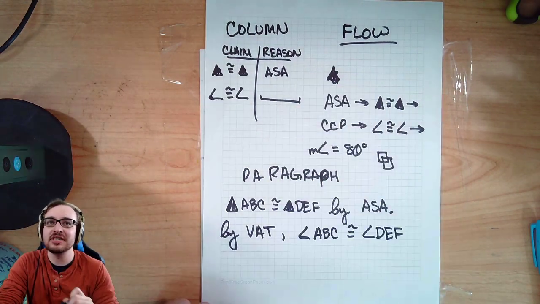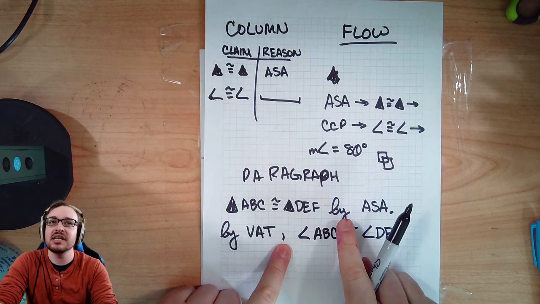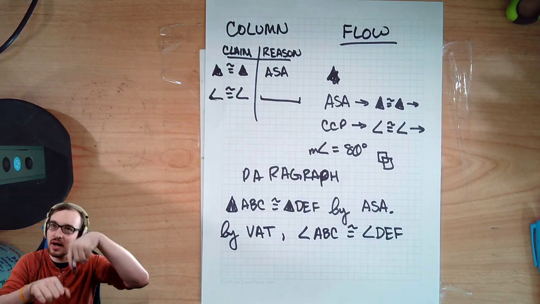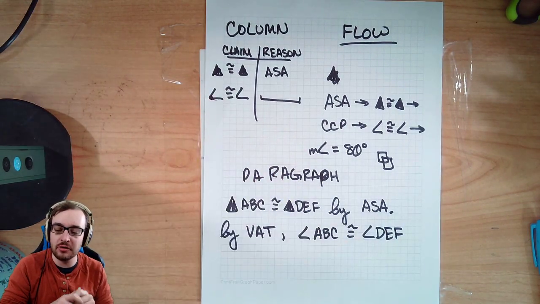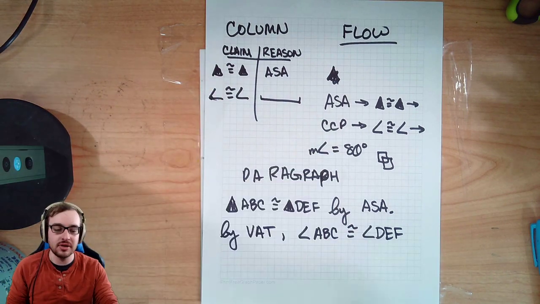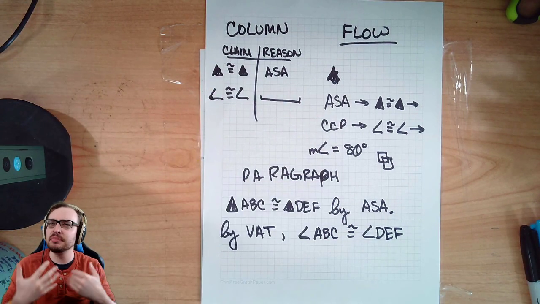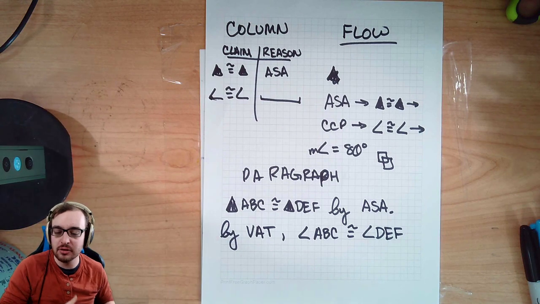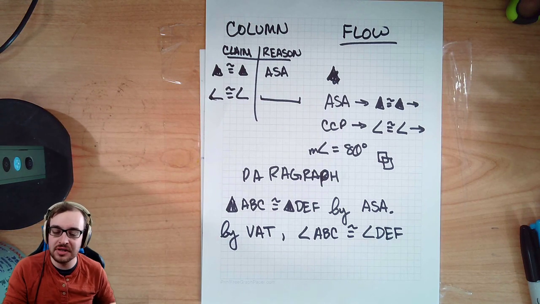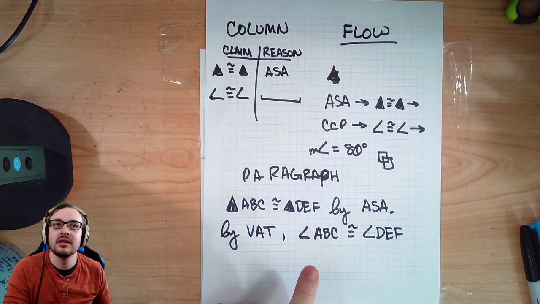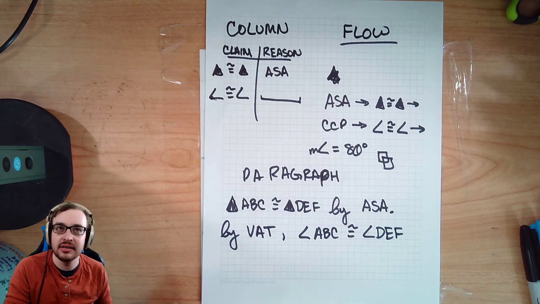It's literally the same thing as a column, but the commas and the "by" allow me to draw a line. I could draw a line through there and make a column proof. It would just be my orders are switched between claim and reason. And I like that because it gives me the freedom to speak fluently, right? I feel like this flows a lot better than "triangle ABC is congruent to triangle DEF by ASA."